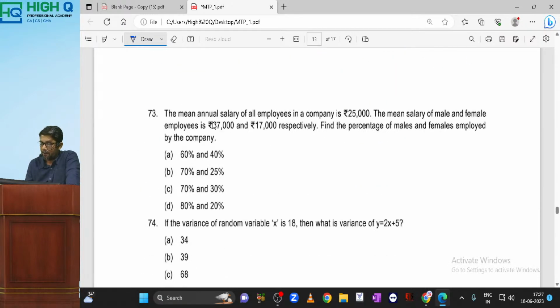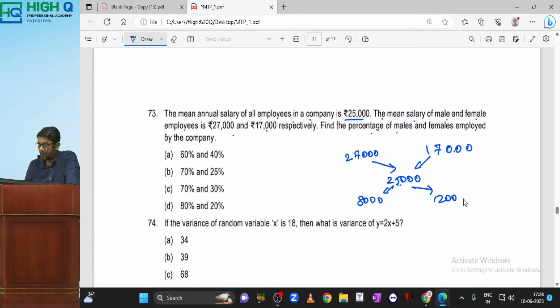Next. The mean annual salary of all employees of the company is 25,000. The mean salary of male and female employees are 27,000 and 17,000. Find the percentage of males and females employed by the company. Very simple. Now, cross method. 25,000, find the differences. What is it, my dear? 8,000. And the other difference is 2,000.